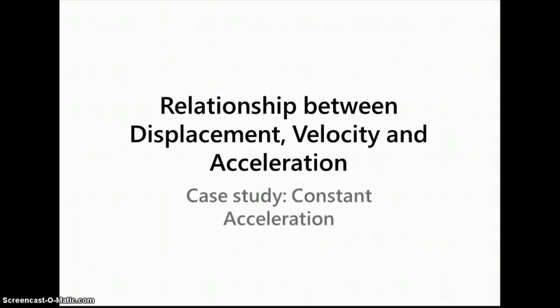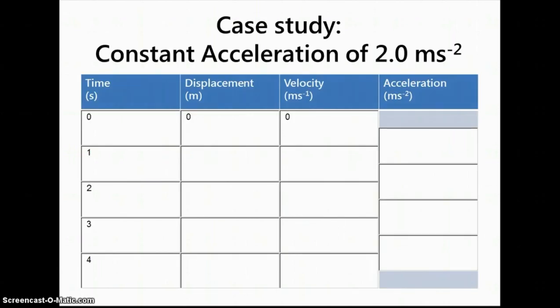In this video, we will analyze the relationship between displacement, velocity, and acceleration. We will look at an object moving at constant acceleration. Let's assume the constant acceleration is 2 meters per second squared. Under the acceleration column, we will put the values 2 because the acceleration does not change.